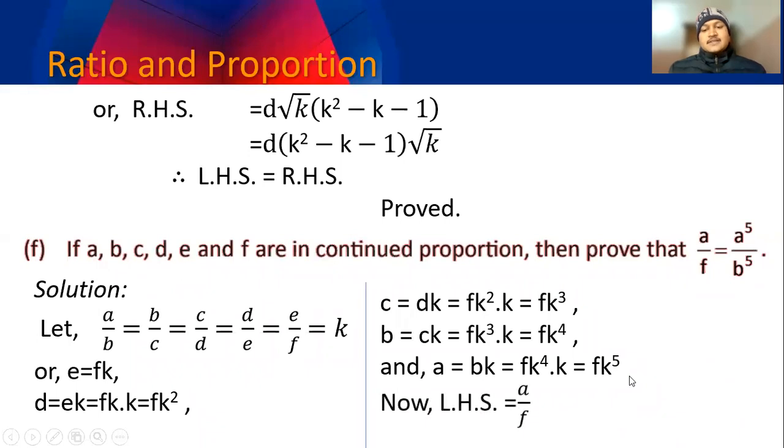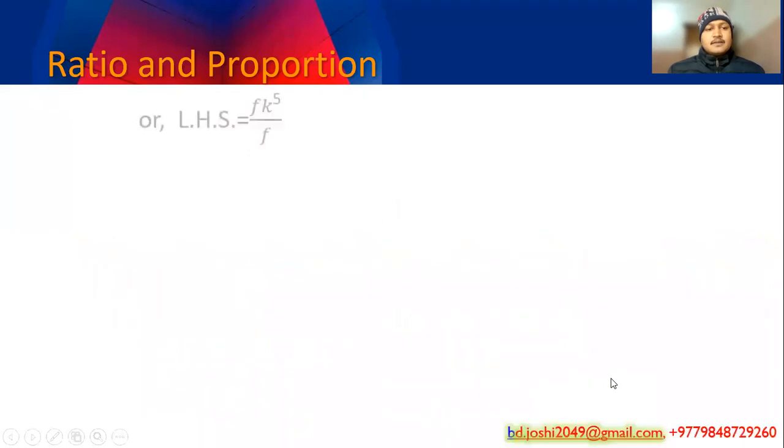So now look at the left hand side. After getting all values of A, B, C, D and E, put the value of A here. Substitute the value of A in this. Value of A is Fk power 5. What is cancelled in it? F cancelled. Then what is remaining? F cancelled, so K power 5 remains.